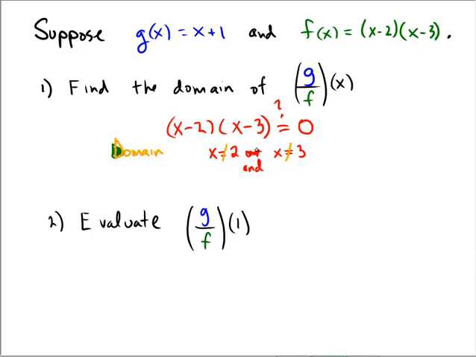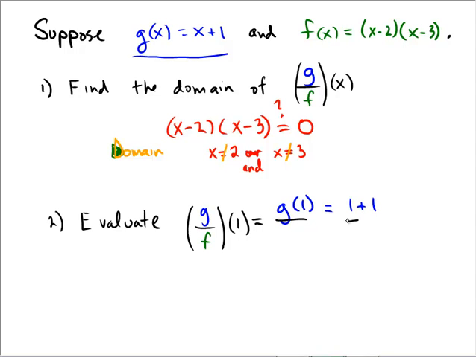Okay, now let's use this and let's evaluate g over f of 1. In order to do this, we'd first have to calculate what exactly is g of 1. Well, notice that g of 1 is what we get when we replace x with 1 inside of the g function. So if we replace x with 1, we end up getting 1 plus 1.